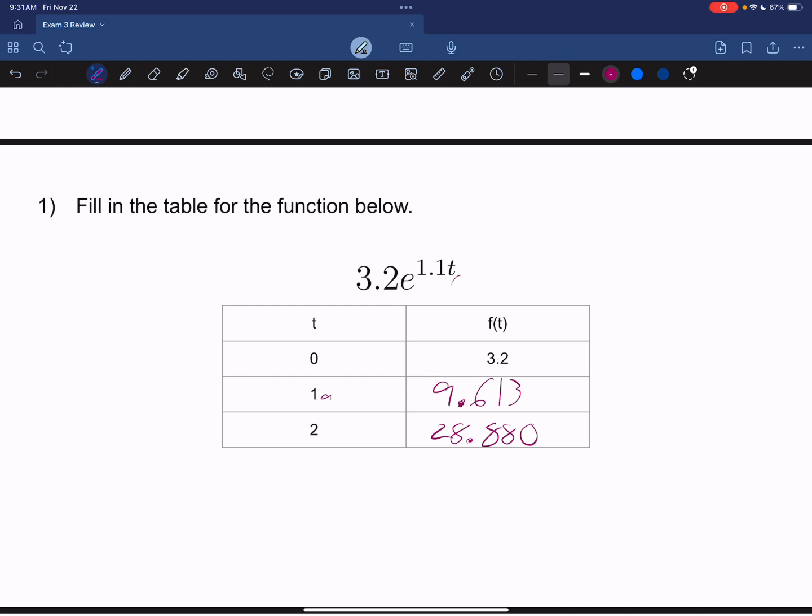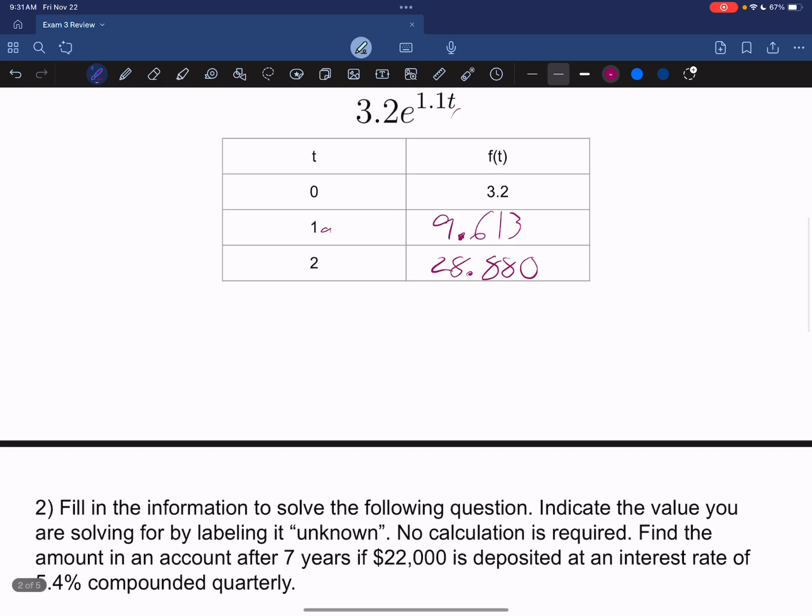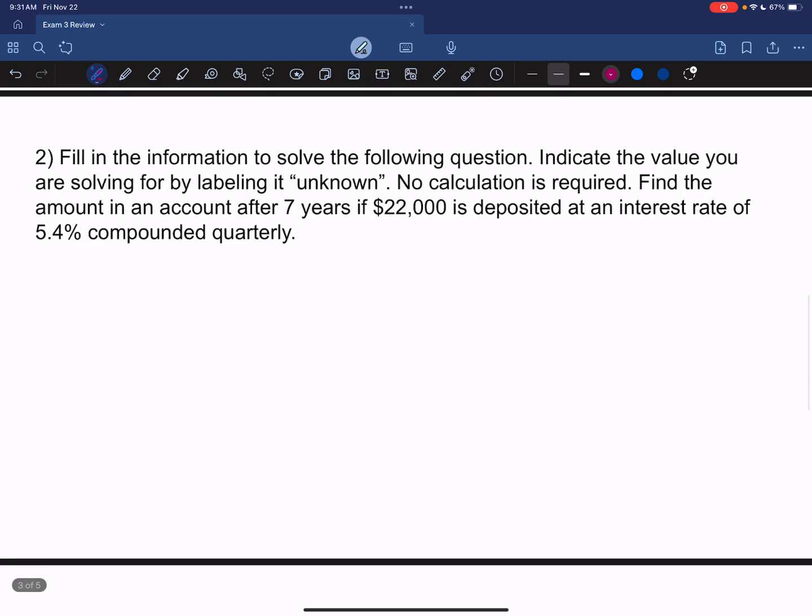Okay, so that's an example. You're just plugging in whatever t value into the function, and whatever value it gives you out is the answer to fill in the table. Okay. For question 2, you fill in the information to solve the following question and indicate the value you are solving by labeling it unknown.